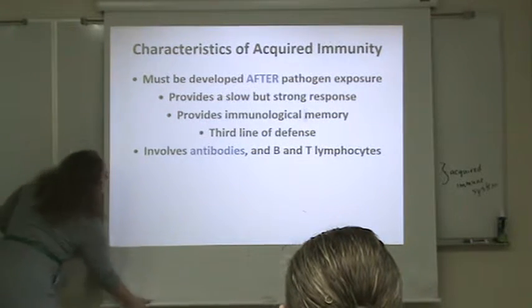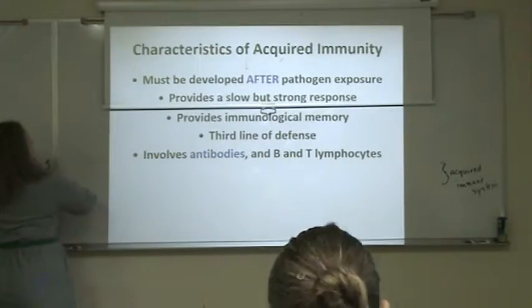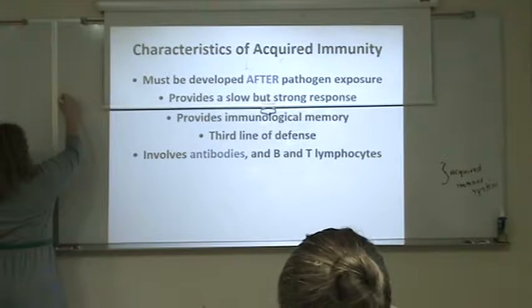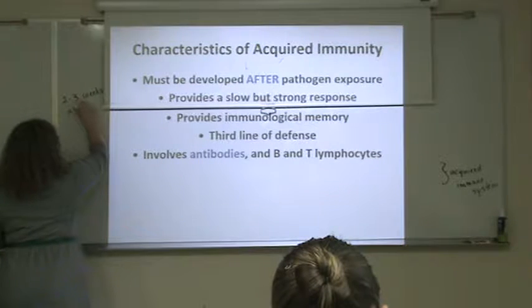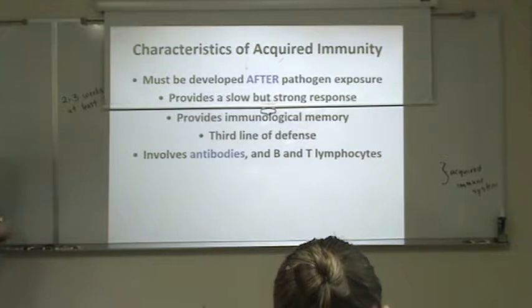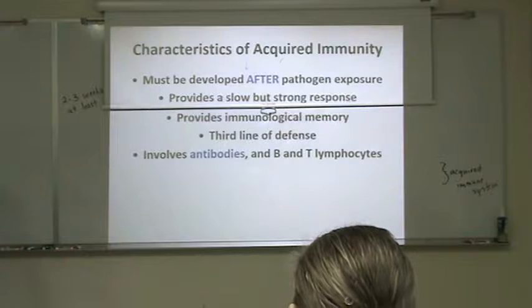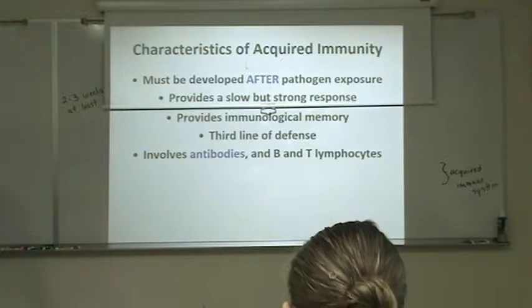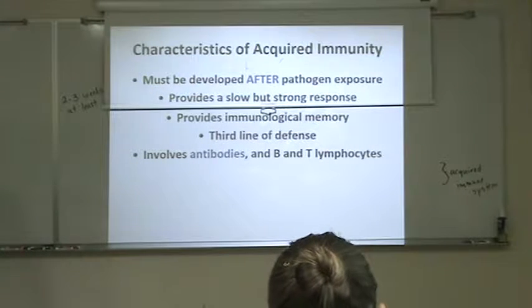So next to slow, or out here to the side, write that slow means it maybe takes 2 or 3 weeks at least to develop this. Like, if you go today to get your flu shot down at the student center, you don't walk out of there immune. About 3 weeks from now, you'll have some level of decent immunity. 6 weeks from now, it will be a lot better. It takes time to develop.